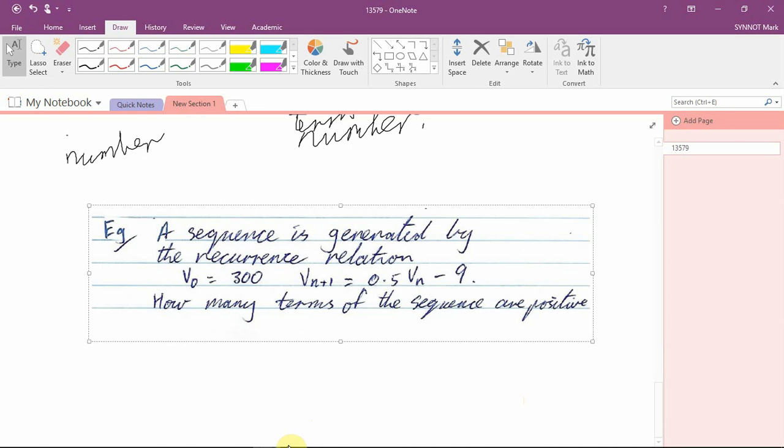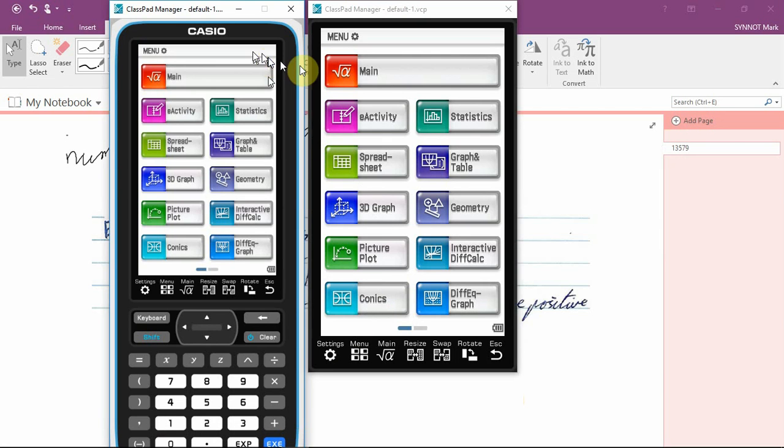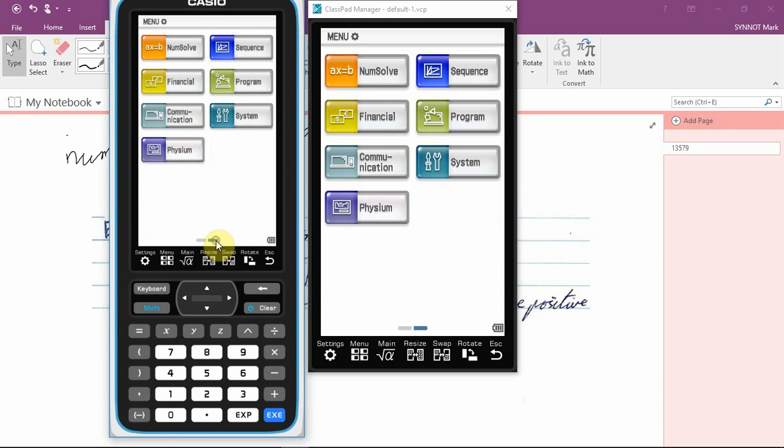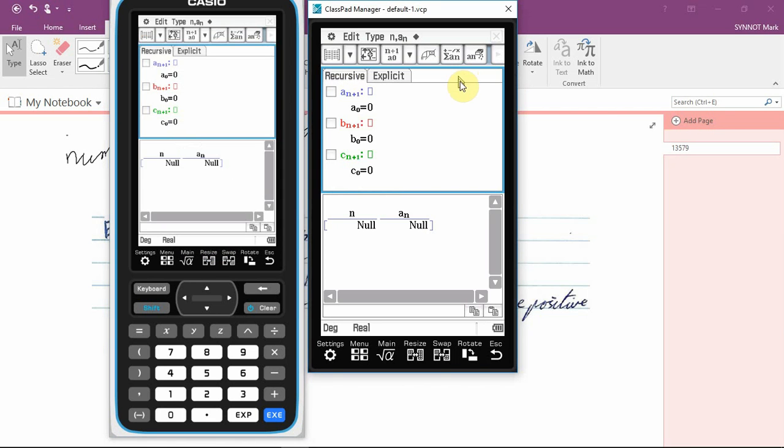I'm going to go now to our ClassPad calculator. Here we go. There's 2 pages of the menu. Go to the second page of the menu, and here we've got sequence. We'll go to that, and then we've got these 2 tabs here, recursive and explicit. Recursive, recurrence, is the one we're after. Now the ClassPad here is using A, B, and C, and that just means that we can have different recurrence relations there if we want to.